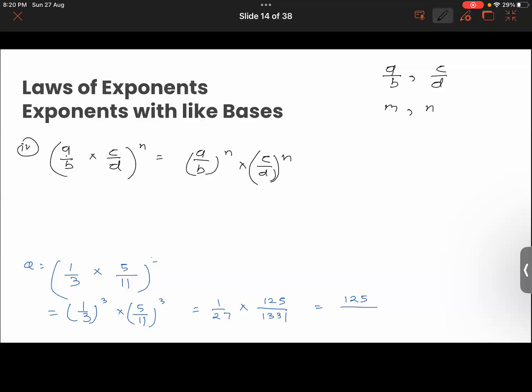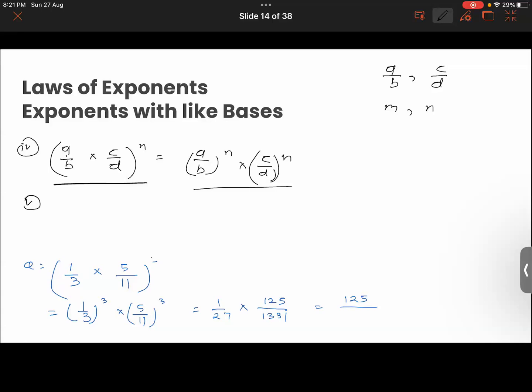So the fourth law of exponents is basically, if you have got two rational numbers a upon b and c upon d, but they are being multiplied and have been raised to the common exponent, it can be written like this. Getting it? Okay.